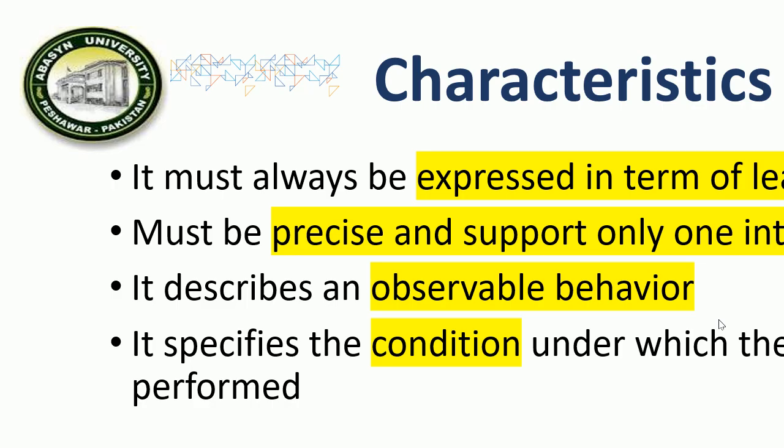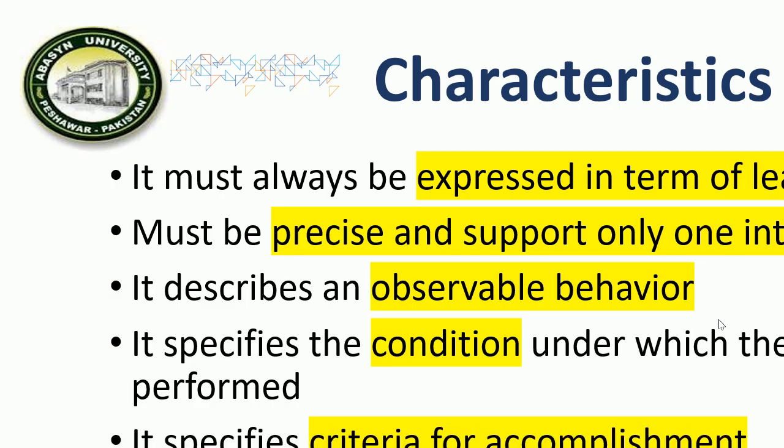And then the next characteristic is that it specifies criteria for accomplishment. This criteria basically shows the degree. It basically shows the standard, that how high is the standard of this outcome or this course learning outcome. So further we will discuss the ABCD model for the course learning outcomes, where I will explain it in more detail with the help of examples.